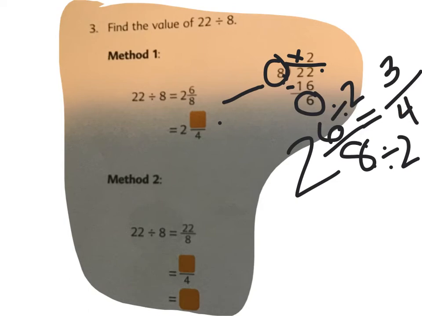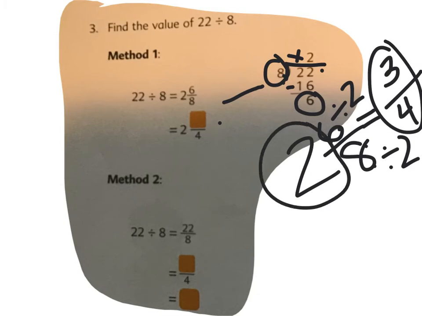Now one thing that I'll make sure that you don't ever forget, I see 3/4. Sometimes kids just put 3/4, but don't forget to put the whole number. So it's going to be 2 and 3/4. All right, now we're going to look at method 2.